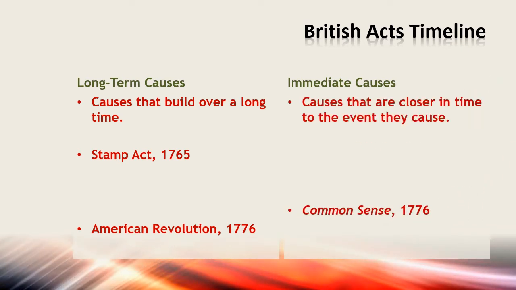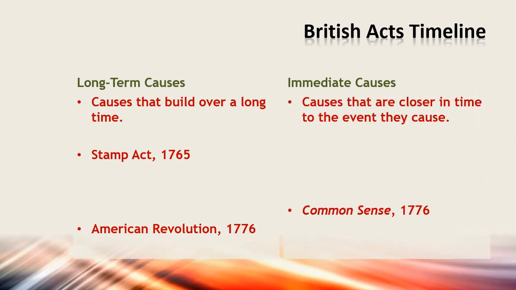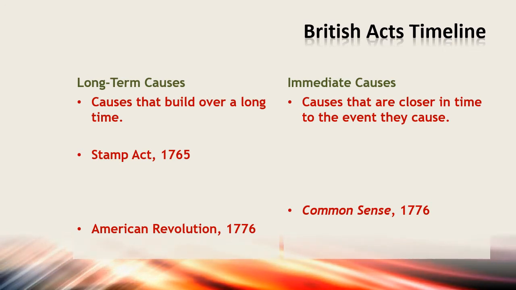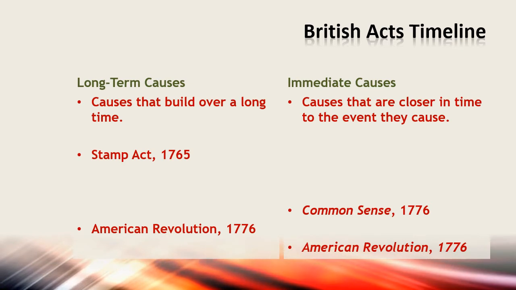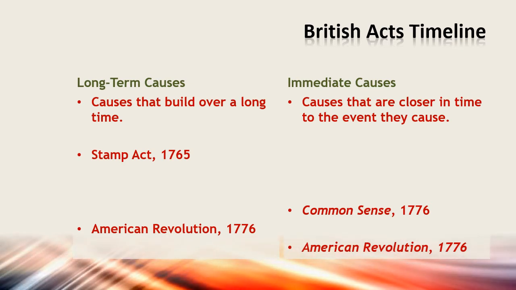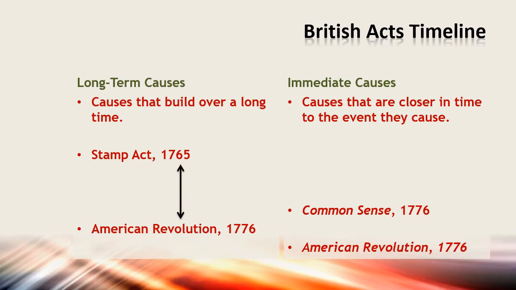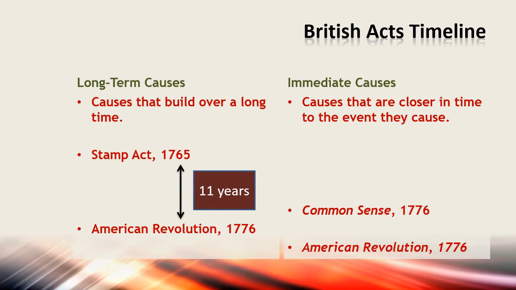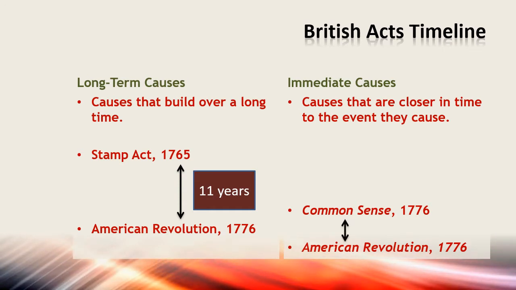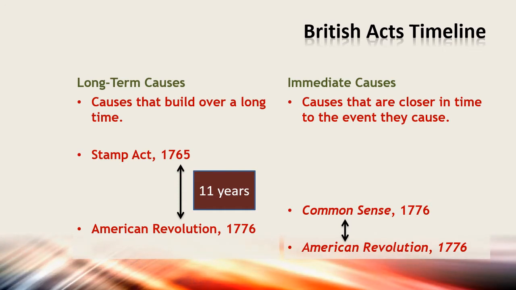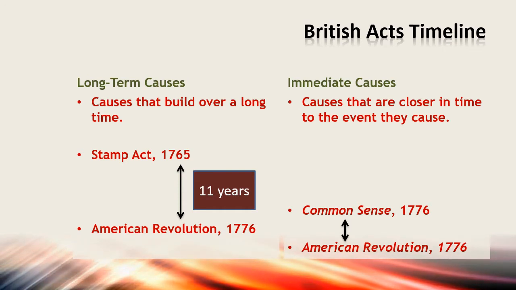A more immediate cause would be something like Common Sense, because it's much closer in time to the American Revolution. Common Sense is January of 1776. The American Revolution is July of 1776. So you can see the distance between the Stamp Act and the Revolution, and Common Sense and the Revolution, is very different. One is 11 years, one is mere months.